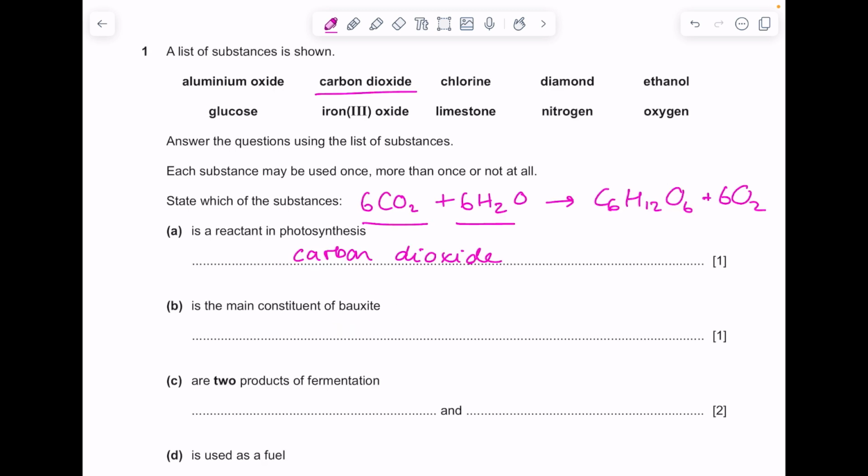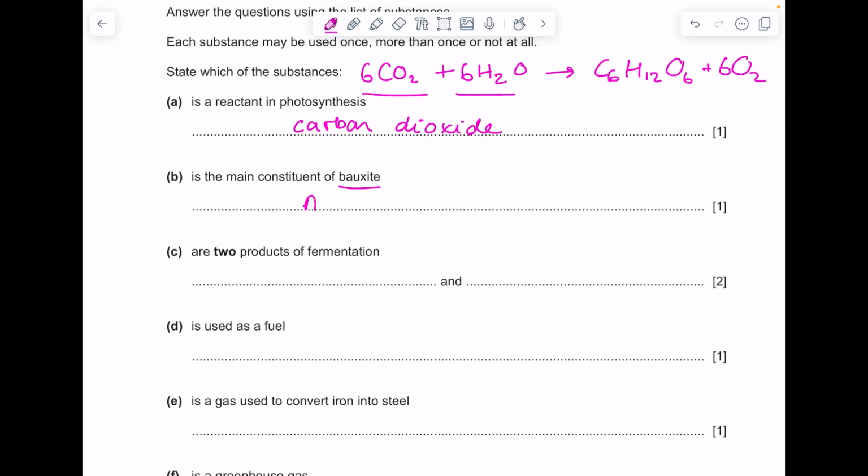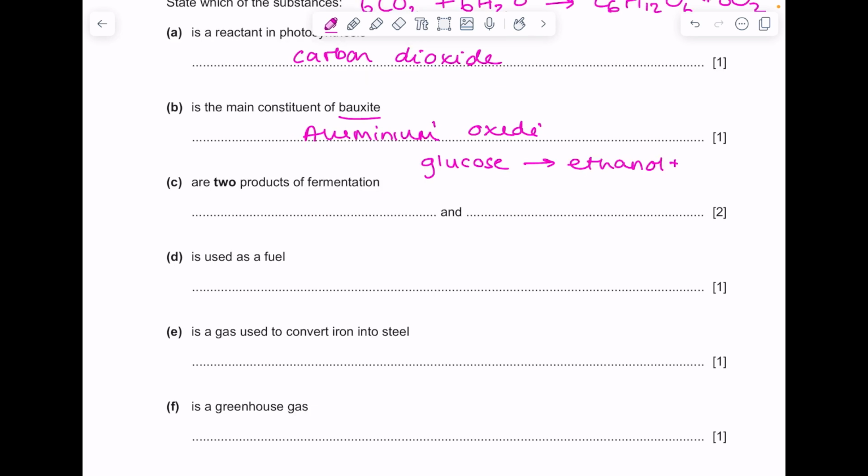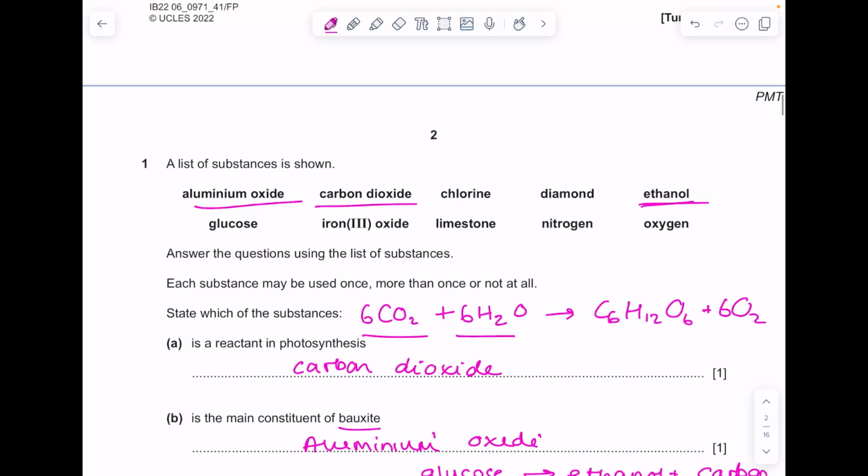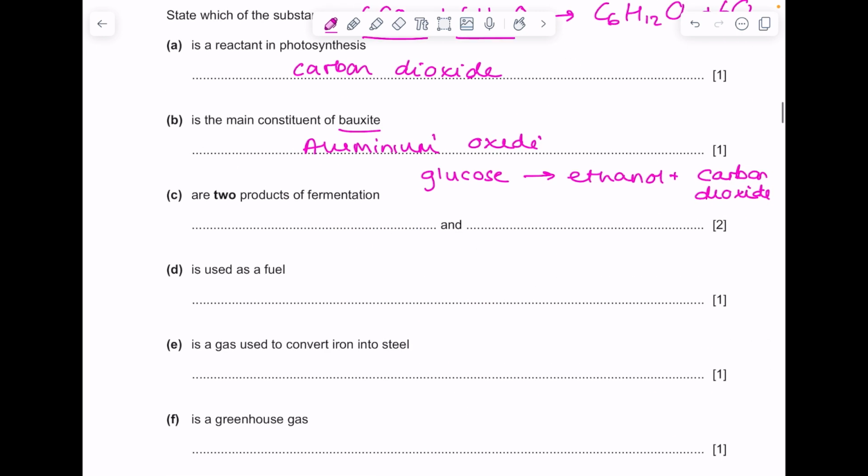What is the main constituent of bauxite? That's aluminium ore, which contains aluminium oxide. Our two products of fermentation. Fermentation is when yeast anaerobically respire glucose to produce ethanol and carbon dioxide. So let's double check that both those products are there. We have ethanol, we have carbon dioxide.